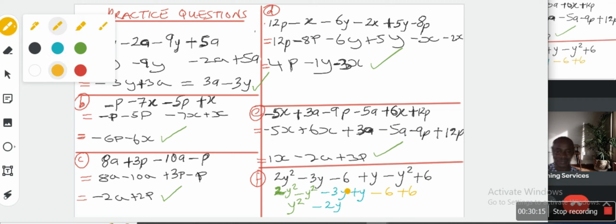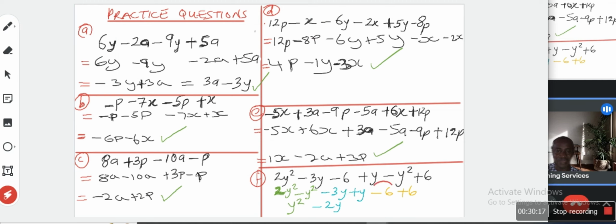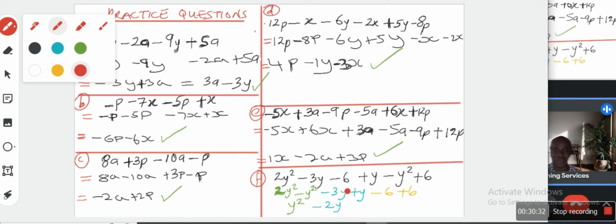1 times 6 is 6. That's minus 6 and plus 6. Minus 1, minus 6 and plus 6. What did we say it gives? 0. So you don't need to write a 0 because 0 is nothing. So this should be the answer, isn't it? All right, so the answer is just y squared minus 2y.